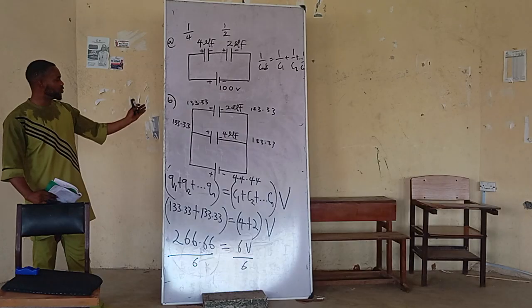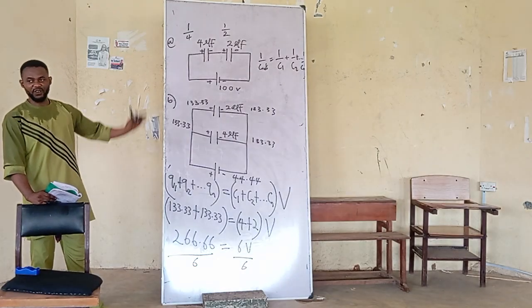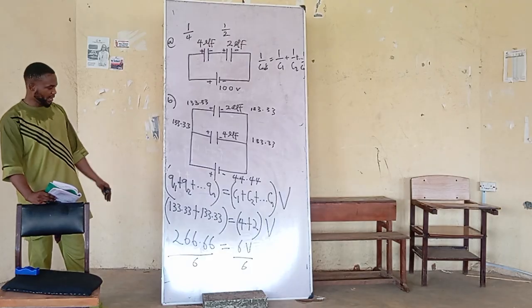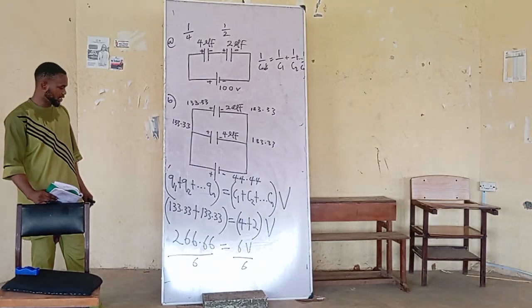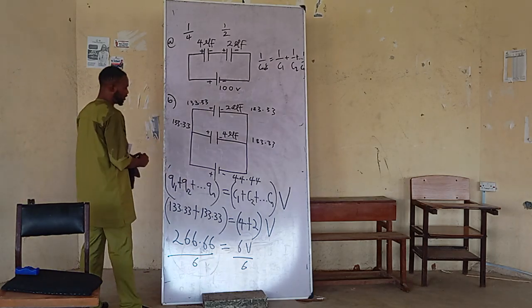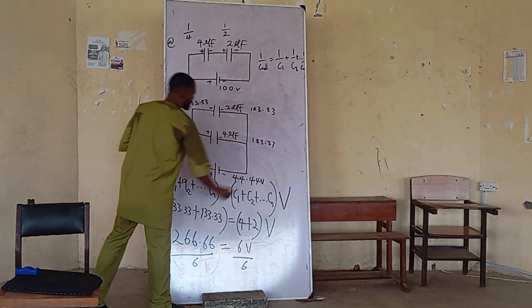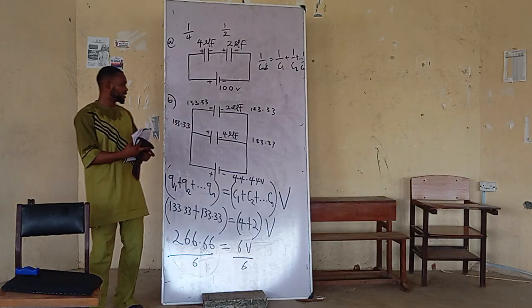Remember, everything we've been using so far, we've not converted anything. So if you don't convert, just use your value. When you get to the final answer, you can then convert it to something. So this is not converted to anything. V gave me 44.44 volts.